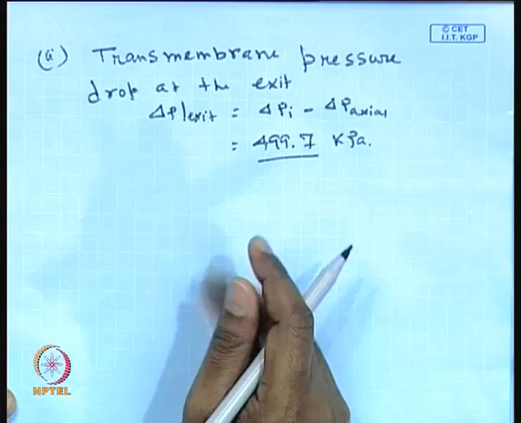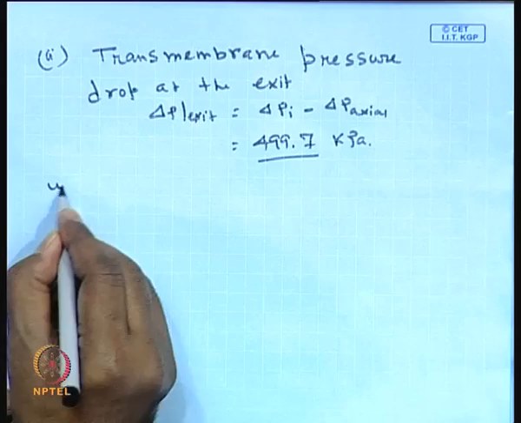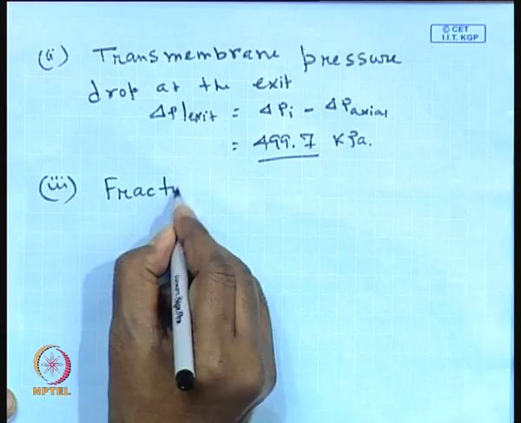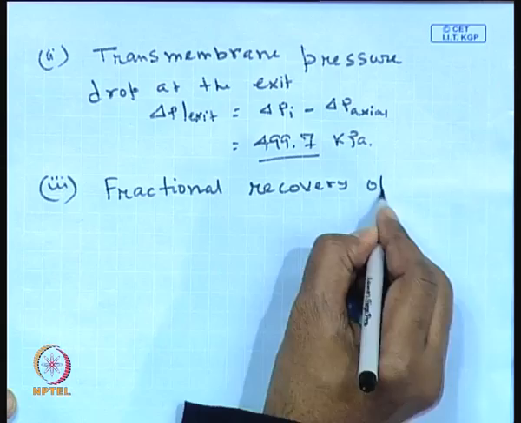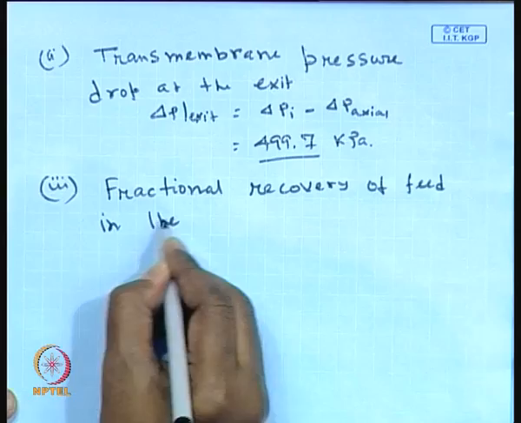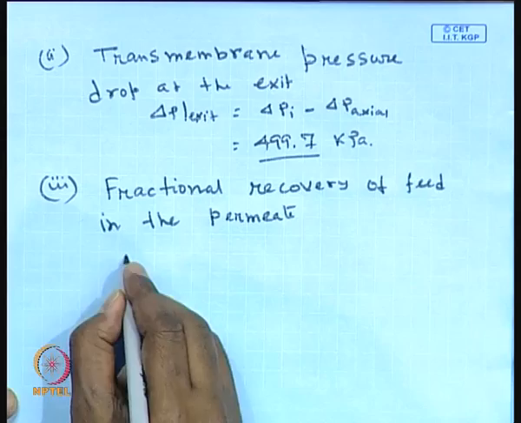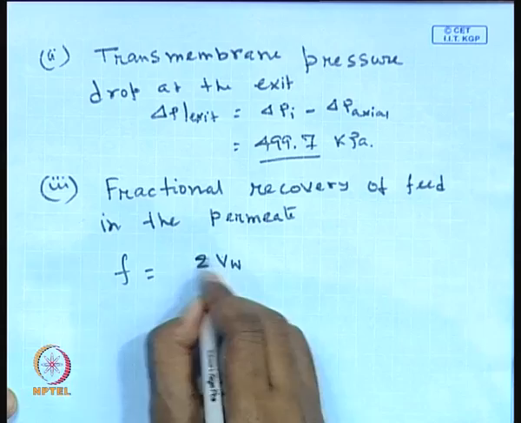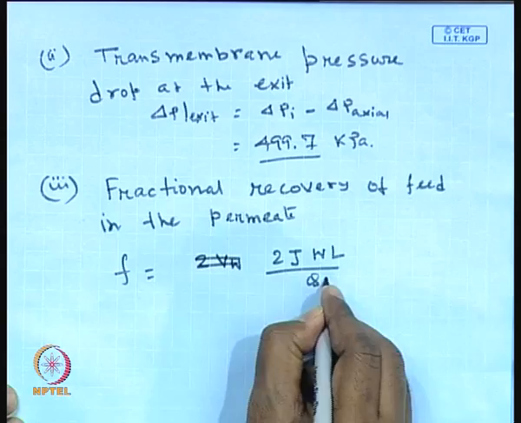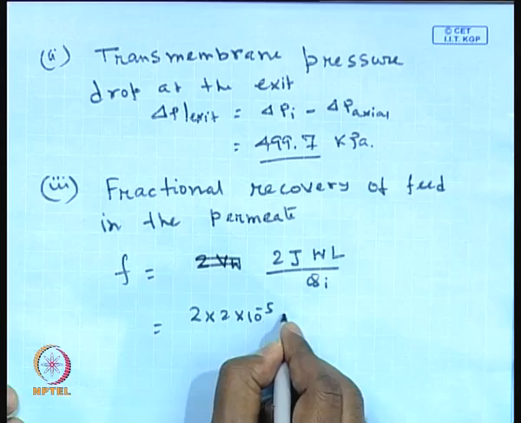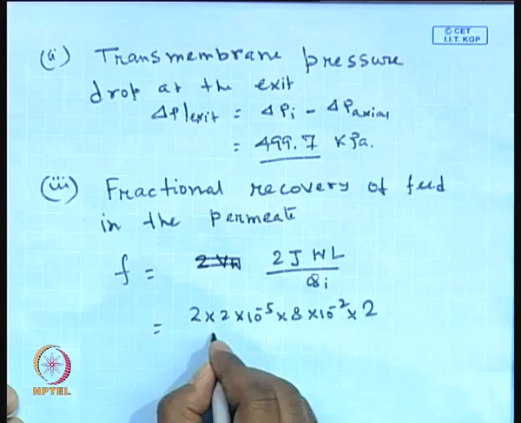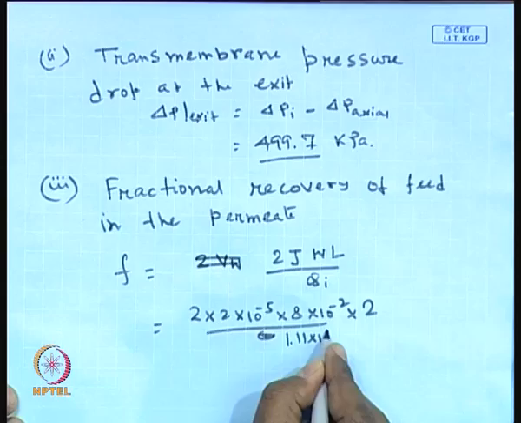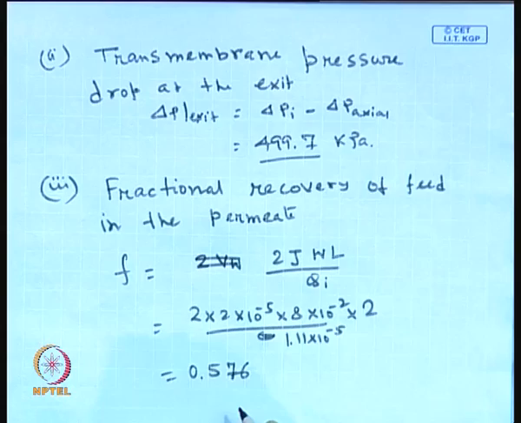Now, we will see under what conditions this will be more, and all those interpretations will come. Now, the third part is the fractional recovery of the feed in the permeate. Now, if you look into the expression of that, this turns out to be 2 J W L divided by Q I, which is 2 into 10 to the minus 5 into 8 into 10 to the minus 2, that is the width, times length divided by Q I, which is 1.11 into 10 to the minus 5. So, it turns out to be 0.576. So, you will be recovering about 58% of the feed in the form of permeate, rest will go to the retained stream.